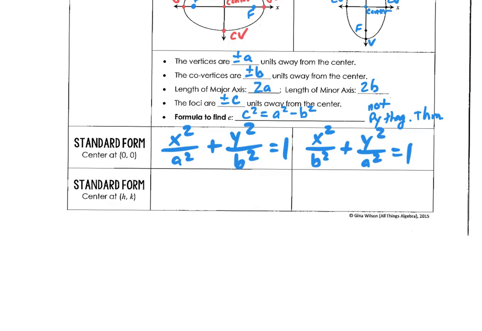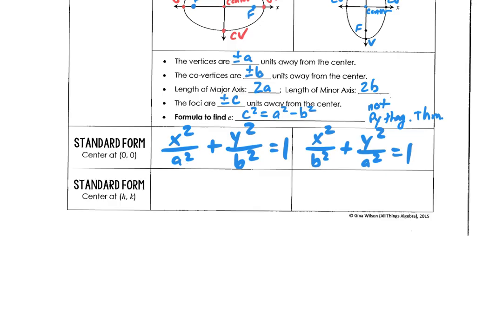And then that's where it's going to differ a little bit from the circle formula. We have fractions over here, obviously, and it's always going to be equal to 1. And I'll show you how we can get it equal to 1 if it's not already there. That would be if your center is at 0, 0.